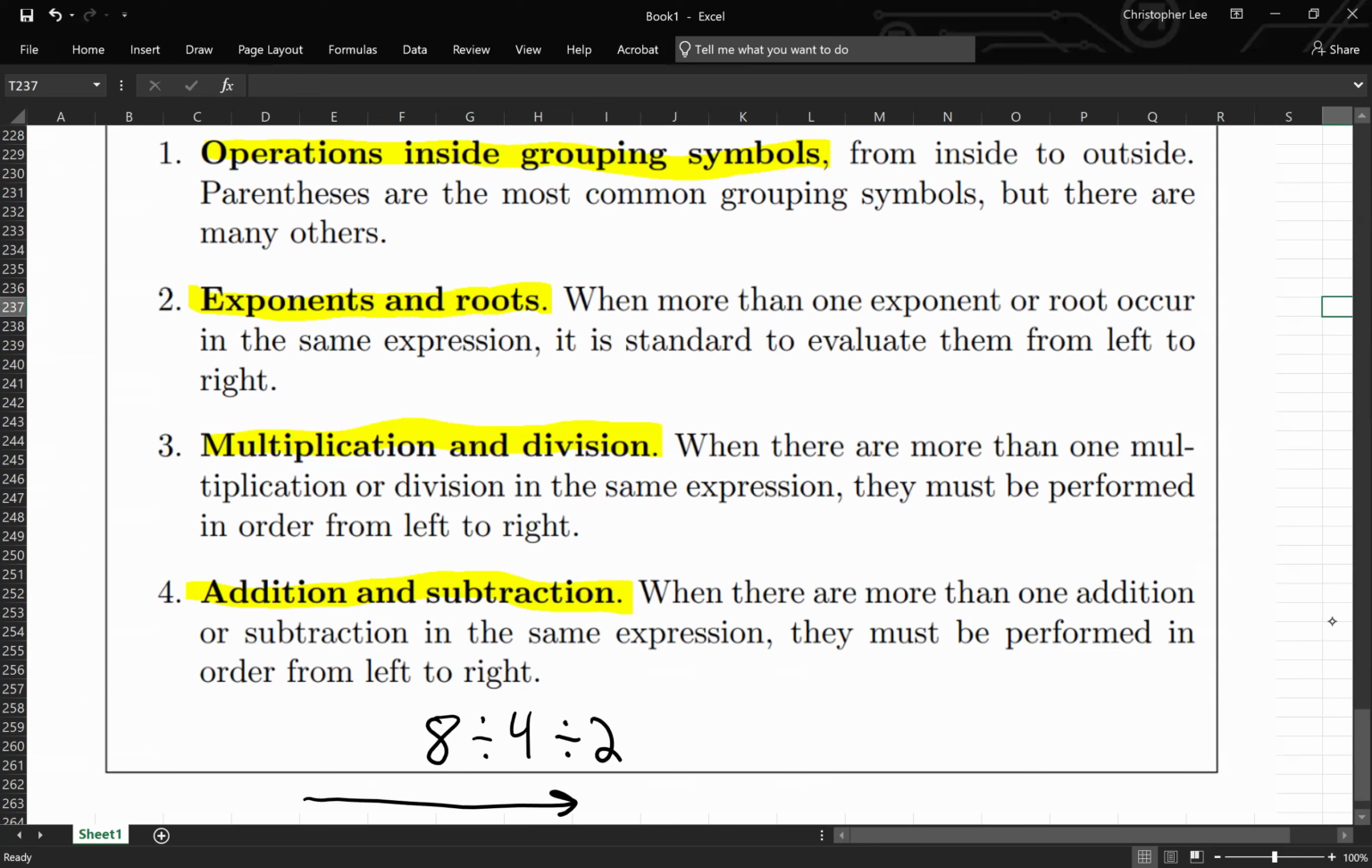8 divided by 4 is 2. So then this is going to become 2 divided by 2. And 2 divided by 2 is 1, so that's the right answer. And that's it.